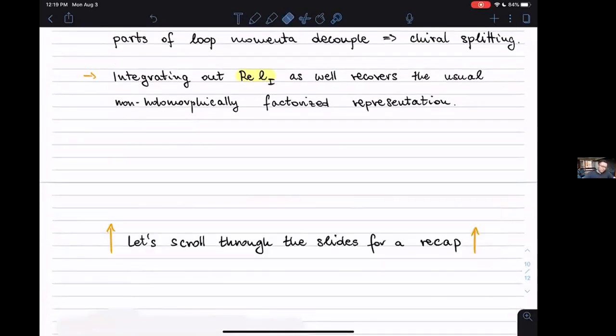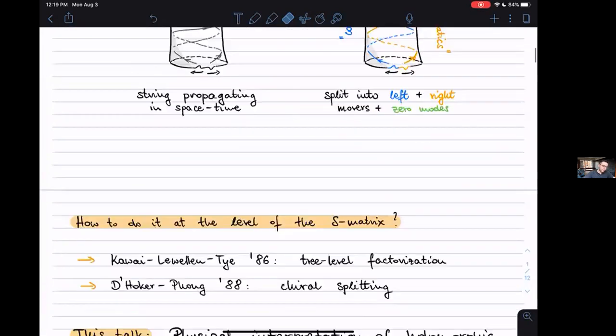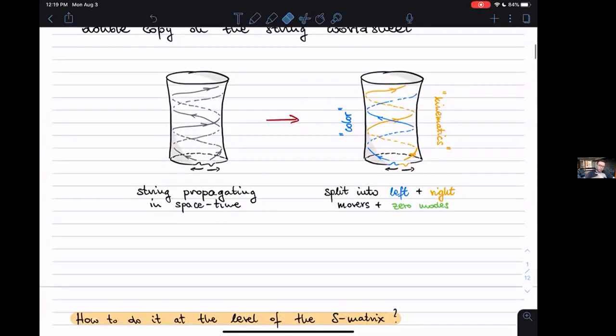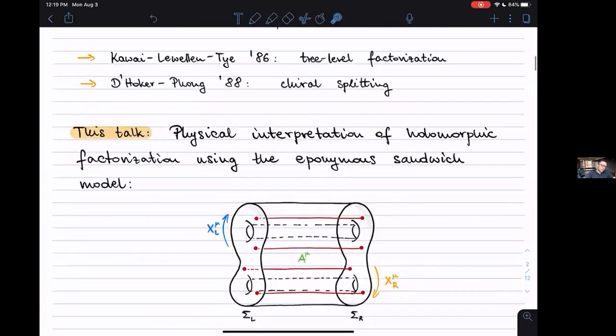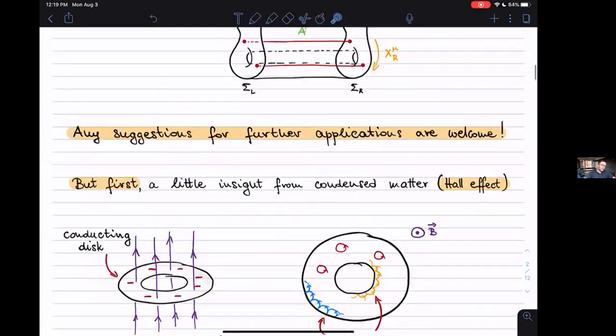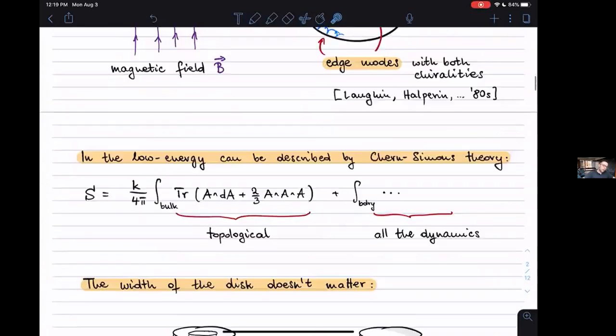So let me very briefly, I'm well over time, but I'm going to scroll through the slides to recap what we've done in this talk. We started with thinking about how to split our modes into left and right movers and zero modes on the level of the S matrix. We were motivated by the Hall effect in condensed matter theory, in which there are some boundary modes which decouple from the topological theory in the bulk.